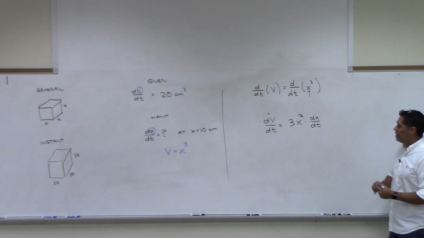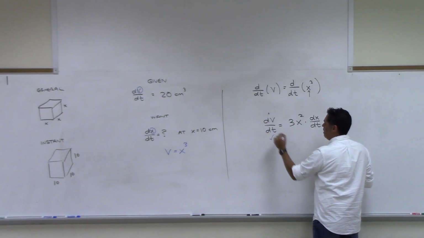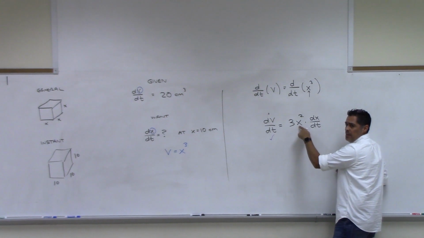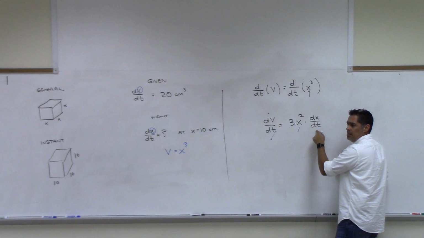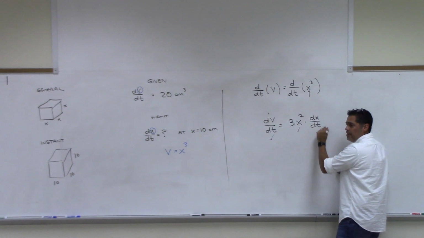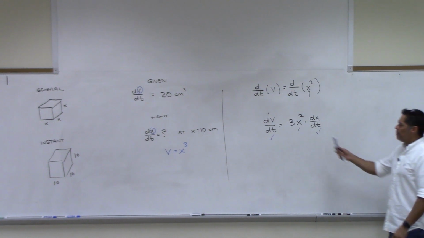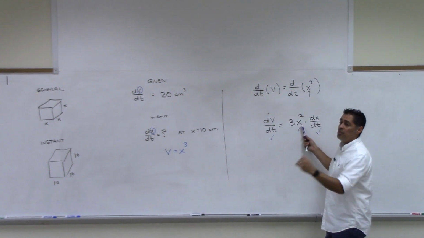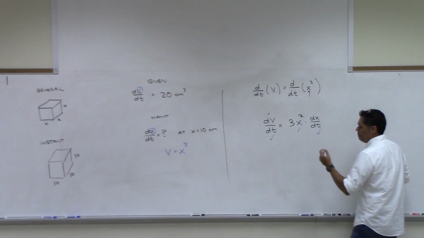That's my differentiation step. And now you look at this and you say, okay, what do I have? Am I missing anything? dV/dt, do I know what that is? Yeah, it's 20, right? Do I know what x is at the moment in time we're talking about? Yes, 10, right? And then here, dx/dt is what I'm trying to solve for. So everything I see here is great, right? Remember, you cannot replace x with 10 until after you differentiate, right? So now start plugging things in.